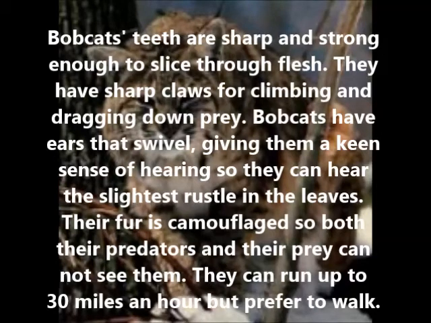Bobcat. A bobcat's teeth are sharp and strong enough to slice through flesh. They have sharp claws for climbing and dragging down prey. Bobcats have ears that swivel, giving them a keen sense of hearing so they can hear the slightest rustle in the leaves. Their fur is camouflaged so both their predators and their prey cannot see them. They can run up to 30 miles an hour but prefer to walk.